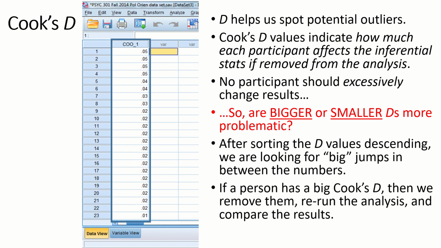So if a person has a big Cook's d-value, then we would remove them from the analysis, rerun the ANOVA, and then we would compare the results. We talked about a similar approach when we first talked about outliers: we take that person out, rerun our analyses, and then compare the analyses with and without the potential outlier. If there's a big change, then that's something we should consider, and we should probably report both sets of results.